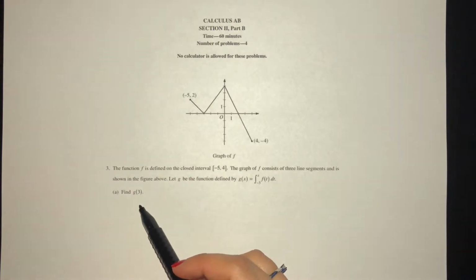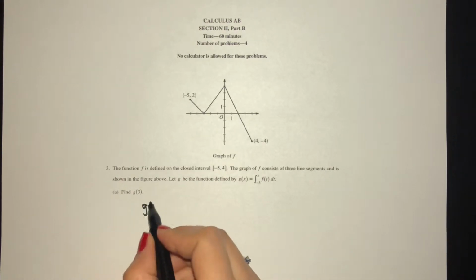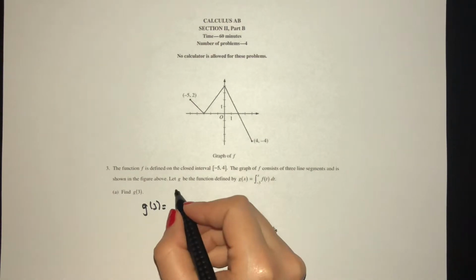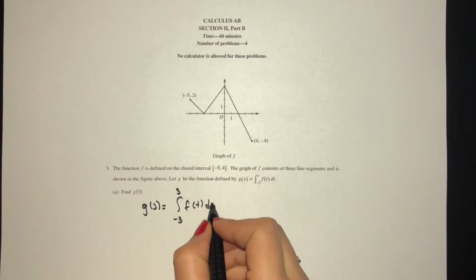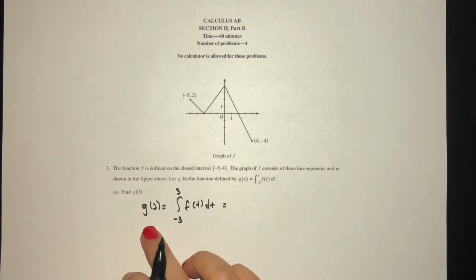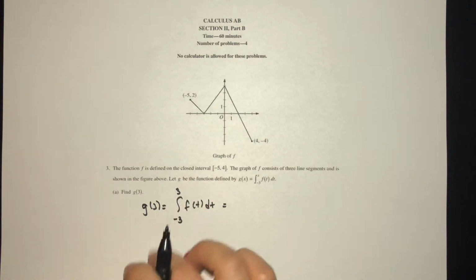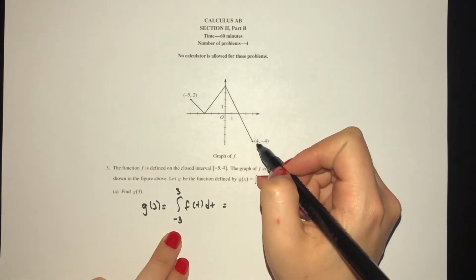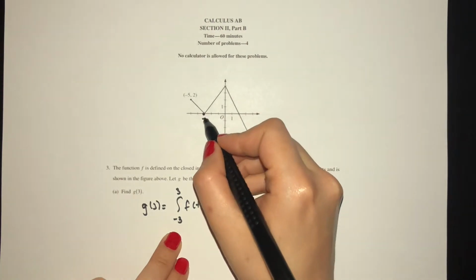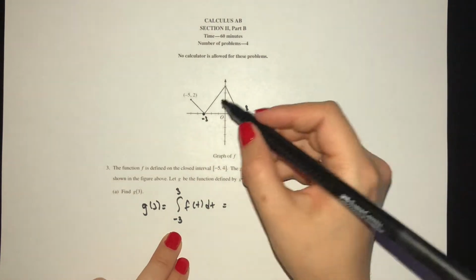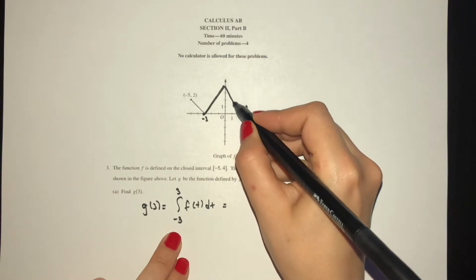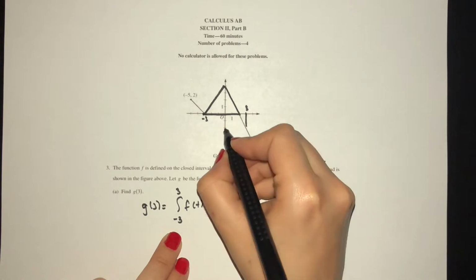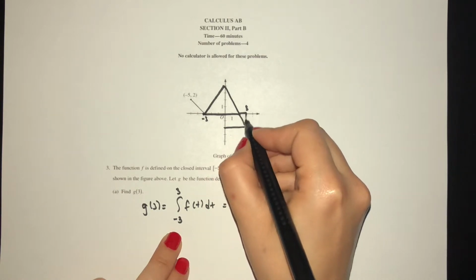Let's find g of 3 in part A. In order to get g of 3, we should write 3 into the function, the integral from -3 to 3 of f of t dt. We should solve this integral. In order to get this integral, we need to calculate the area under the curve between -3 and 3. First we should calculate the area of the triangle and subtract the small triangle.